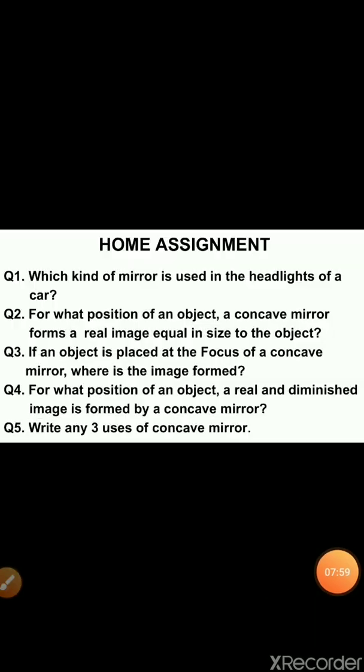Now children, in this way the explanation is done, and now it's time for home assignment. Questions are: which kind of mirror is used in the headlights of a car? For what position of an object does a concave mirror form a real image equal in size to the object? If an object is placed at the focus of a concave mirror, where is the image formed? For what position of an object is a real and diminished image formed by a concave mirror? And the last one is, write any 3 uses of concave mirror.